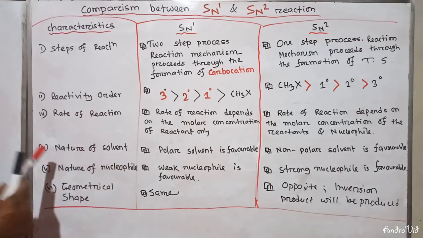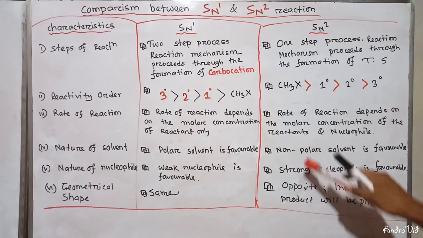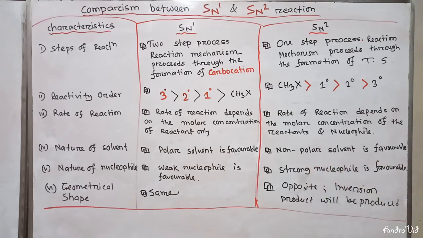Now nature of solvent. You know, in case of SN1 reaction, polar solvent is more favorable. In case of SN2 reaction, non-polar solvent is more favorable. Now nature of nucleophile. In case of SN1 reaction, weak nucleophile is favorable. You do not need to use a strong nucleophile in case of SN1 reaction. If you use only a weak nucleophile here, this reaction can proceed. In case of SN2 reaction, you must use a strong nucleophile. Again I say, in case of SN2 reaction, you must use a strong nucleophile.